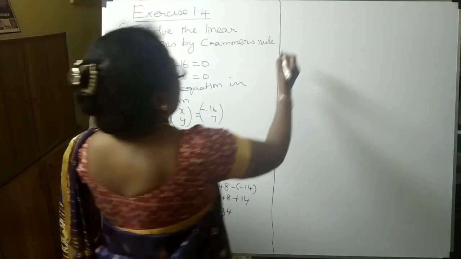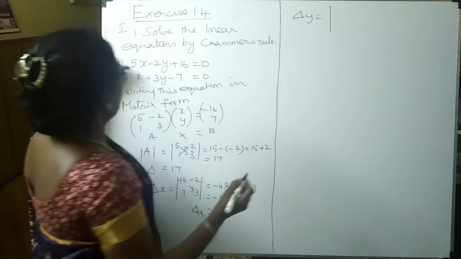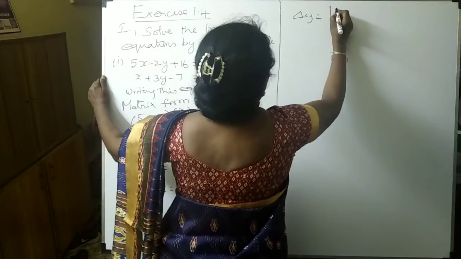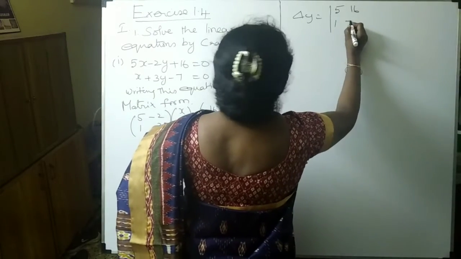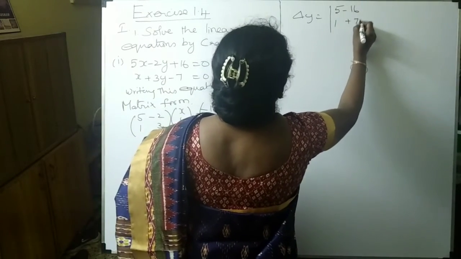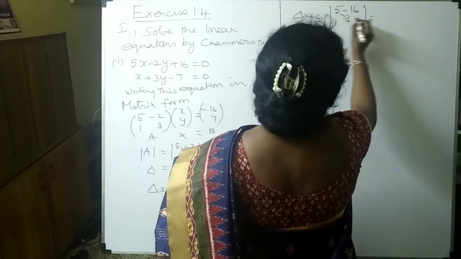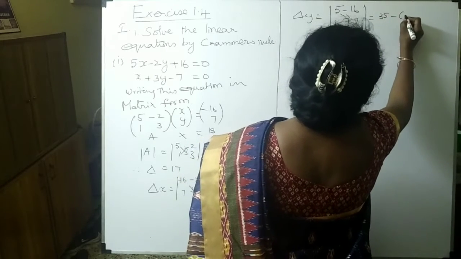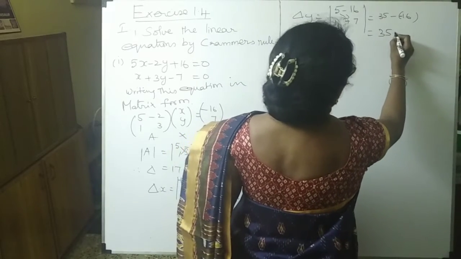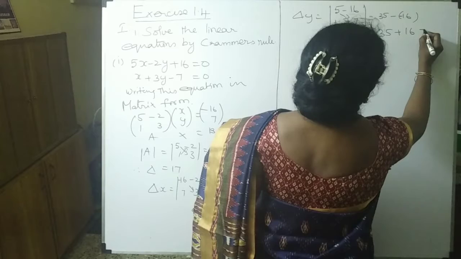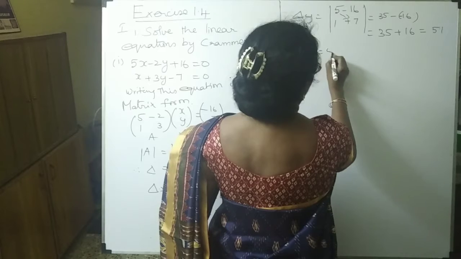Now, to find delta y. Delta y is equal to the x column written as it is, 5 and 1, and replace the y column by minus 16 and 7. So, this is equal to 5 into 7, 35, minus of minus 16, so 35 plus 16, which is equal to 51. So, delta y is equal to 51.